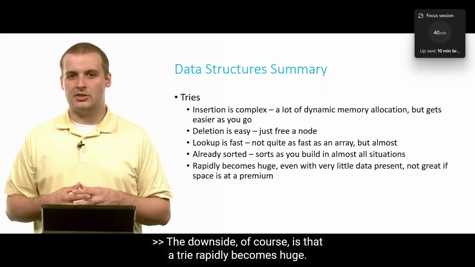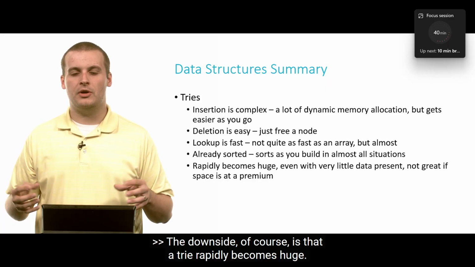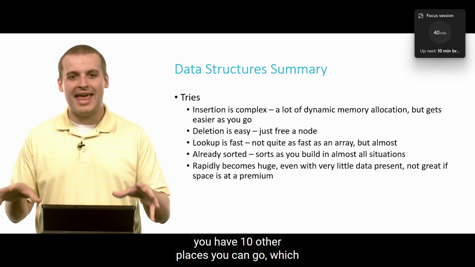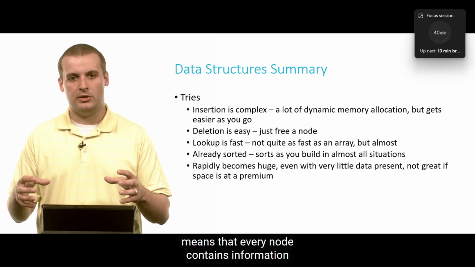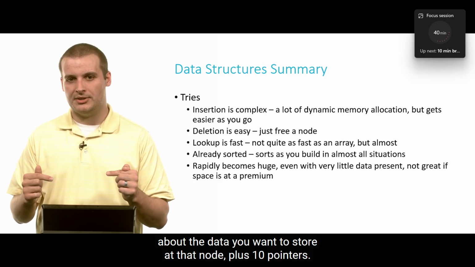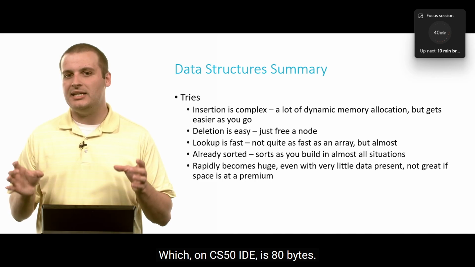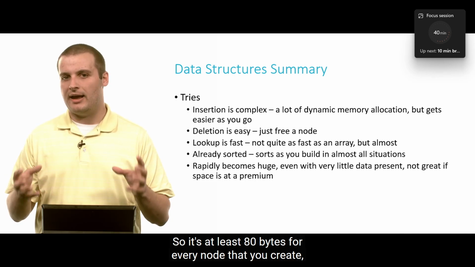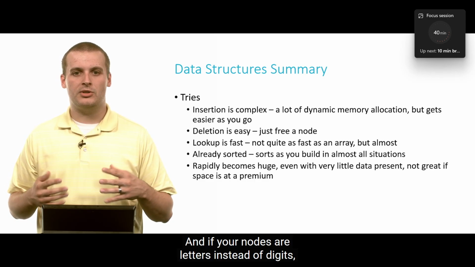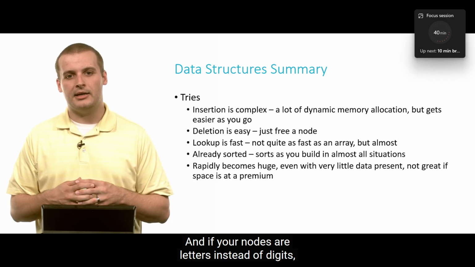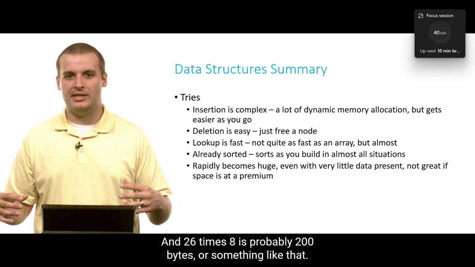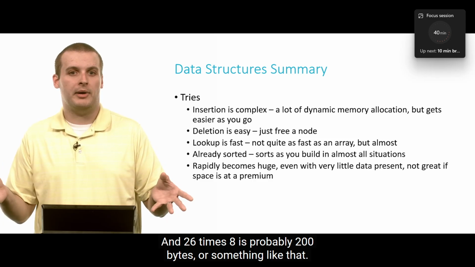The downside, of course, is that a trie rapidly becomes huge. From every junction point, if your key consists of digits, you have 10 other places you can go, which means that every node contains information about the data you want to store at that node, plus 10 pointers, which on CS50 IDE is 80 bytes. So it's at least 80 bytes for every node that you create, and that's not even counting data. And if your nodes are letters instead of digits, now you have 26 pointers from every location, and 26 times 8 is probably 200 bytes or something like that.